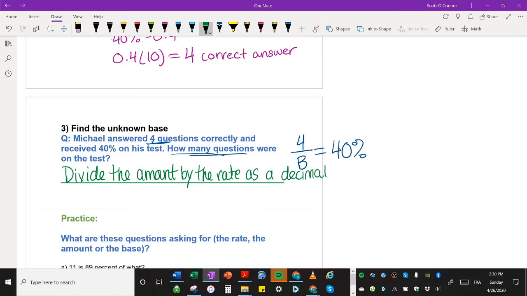All right, and so how will that look? Let's do it together. We do 4 divided by 0.4, and when you do that calculation, you're going to get 10, because there were 10 questions on the test.